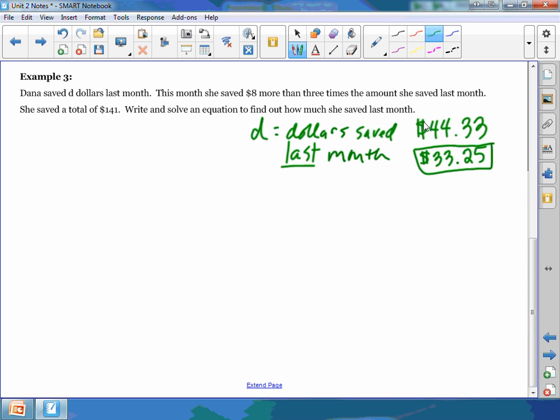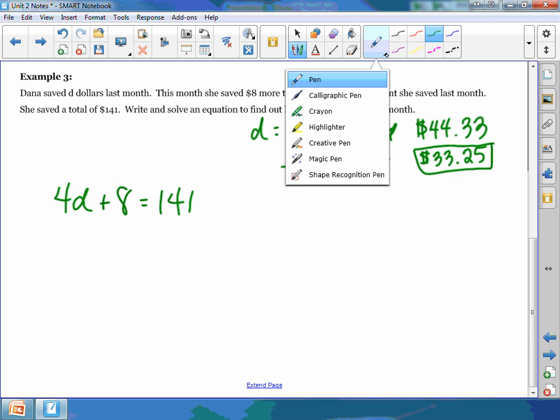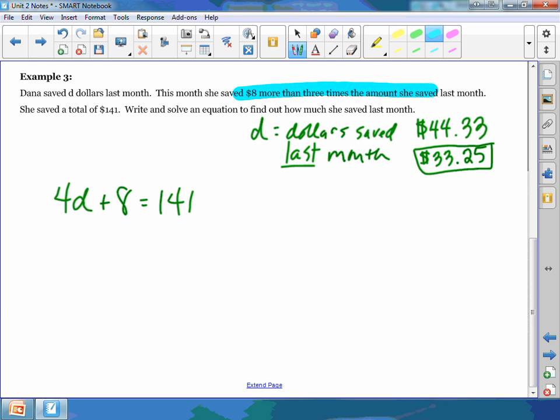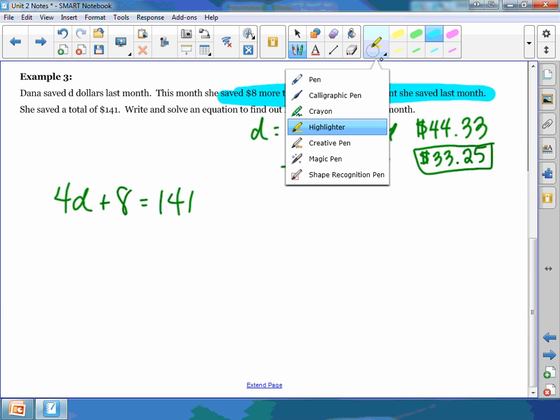So, people with the 3325, can anybody clarify what your equation was? Go ahead, Amelia. Those of you that got 4433 probably had 3D plus 8, right? Okay. Now, Amelia is going to explain to us why it's 4D and not this, let me highlight, this 3D plus 8. Amelia?